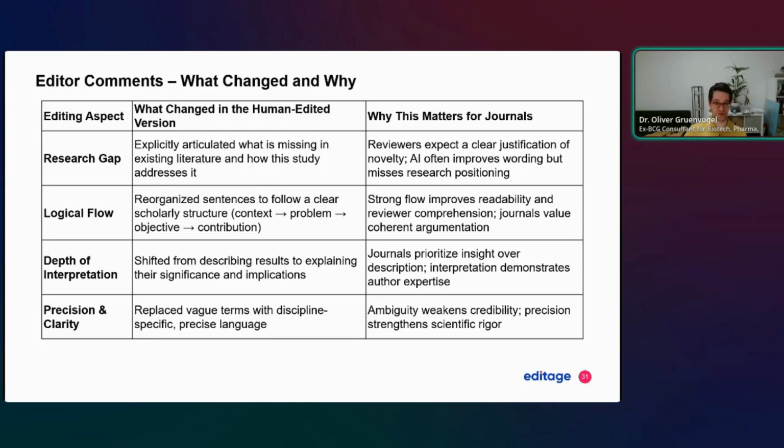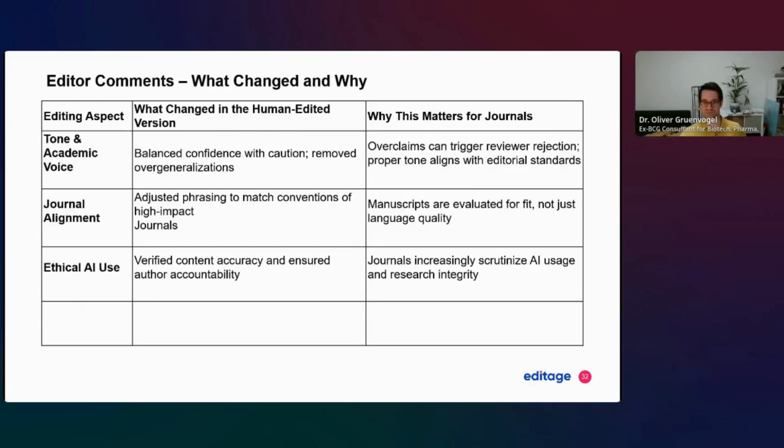This is really important also for journals, because they wouldn't accept one of these first drafts because you really can't draw much information from that if you're coming from an academic background. Also, tone and academic voice, there's a balance between confidence and caution. It removed overgeneralizations that often go into the too cautious side, adjusted the phrasing to match conventions of the high impact journals, and also touched the topic of ethical AI use, because the content accuracy was verified and ensured. In the end the author is accountable. Anything that's AI generated is still the responsibility of the author, and everything basically should be checked and verified.